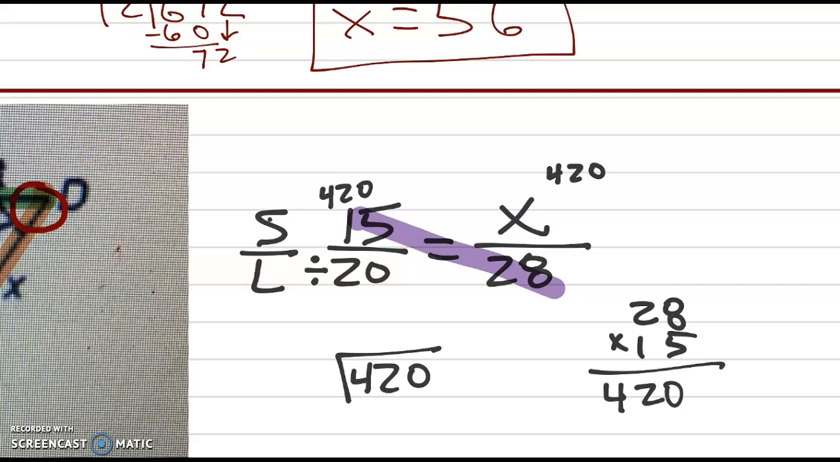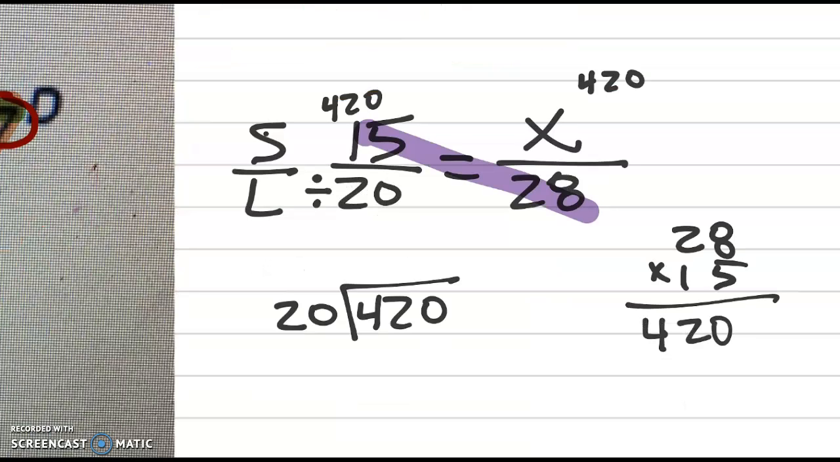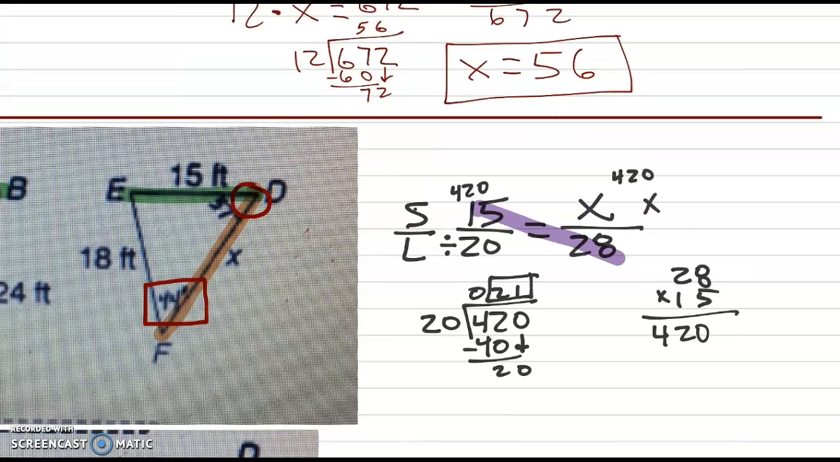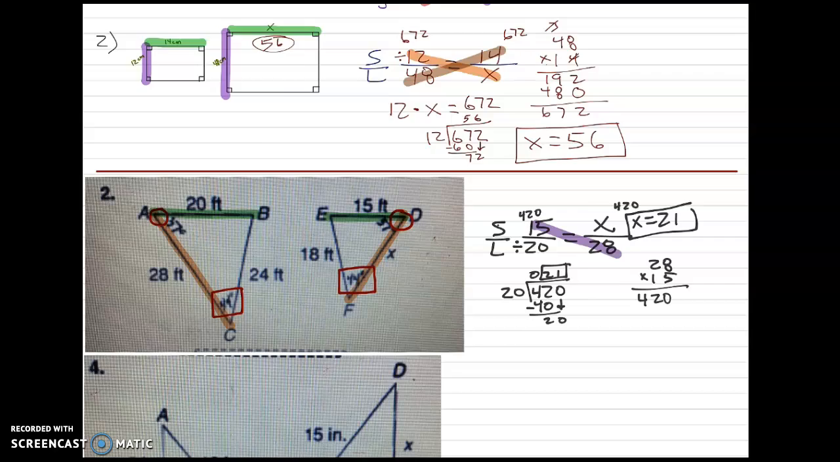420 divided by 20. Which in reality, you can get the same answer by just doing 42 divided by 2. Alright, so let's see here. 20 goes into 42 twice because that's 40. So x equals 21. Okay? So it's all about setting it up.